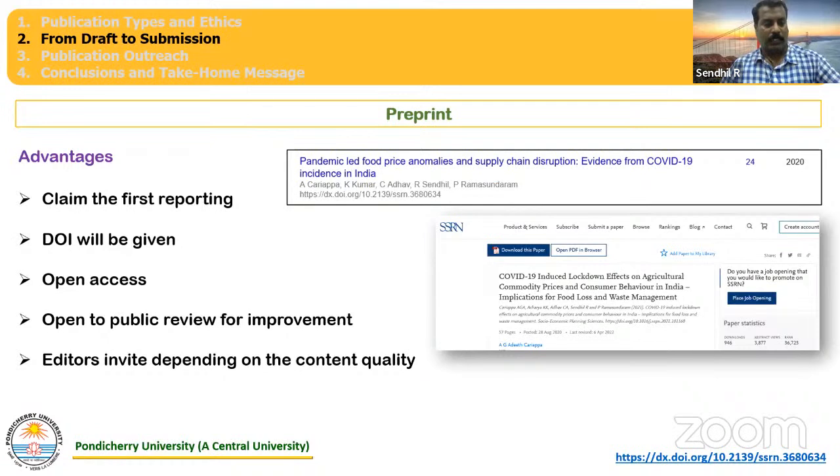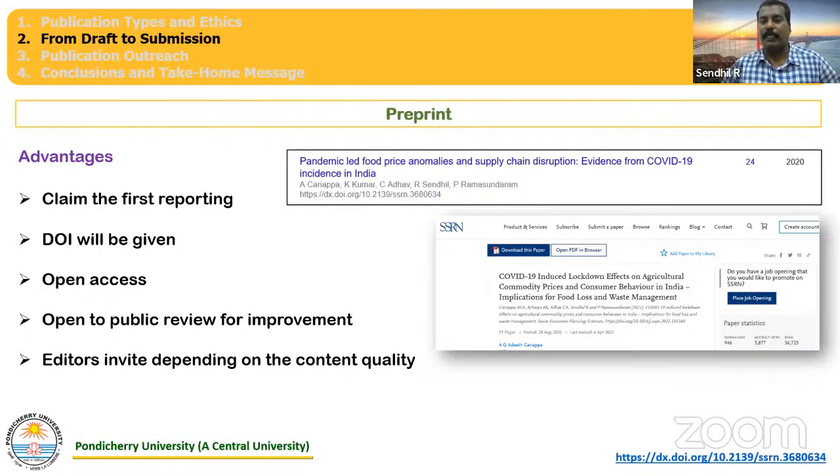Now let us discuss for a few minutes the preprint. What is a preprint? As I mentioned, it is publishing a draft article without sending it to peer review. You can do it yourself by posting your paper on different preprint servers like SSRN, arXiv, ResearchGate, and bioRxiv. There are a lot of preprint servers that host your first draft.